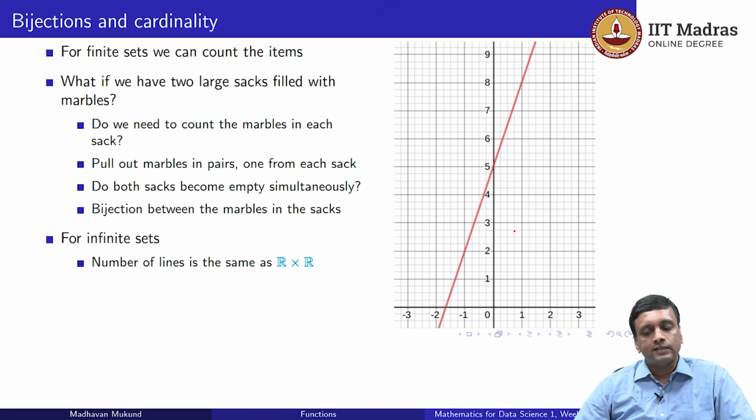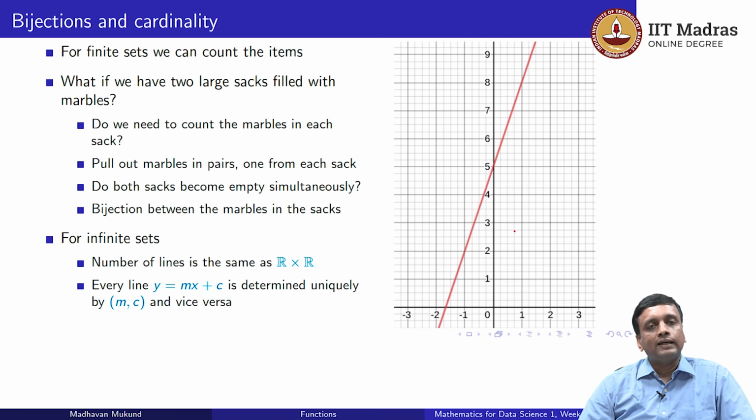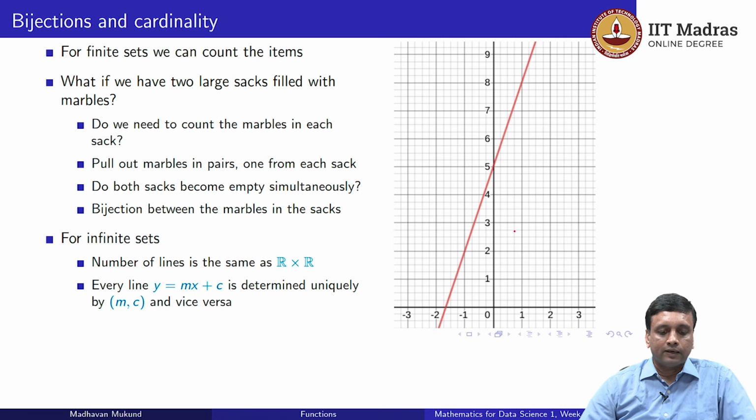So R cross R is the set of all points that you can draw on this plane, and the number of lines we can draw is the number of such straight lines. Are these the same? It may not seem obvious how to argue this one way or another. But remember that we said every line can be represented by a function of the form mx plus c. And we also said that if you change m, you get a new line, and if you change c, you get a new line. So m and c together uniquely define a line.